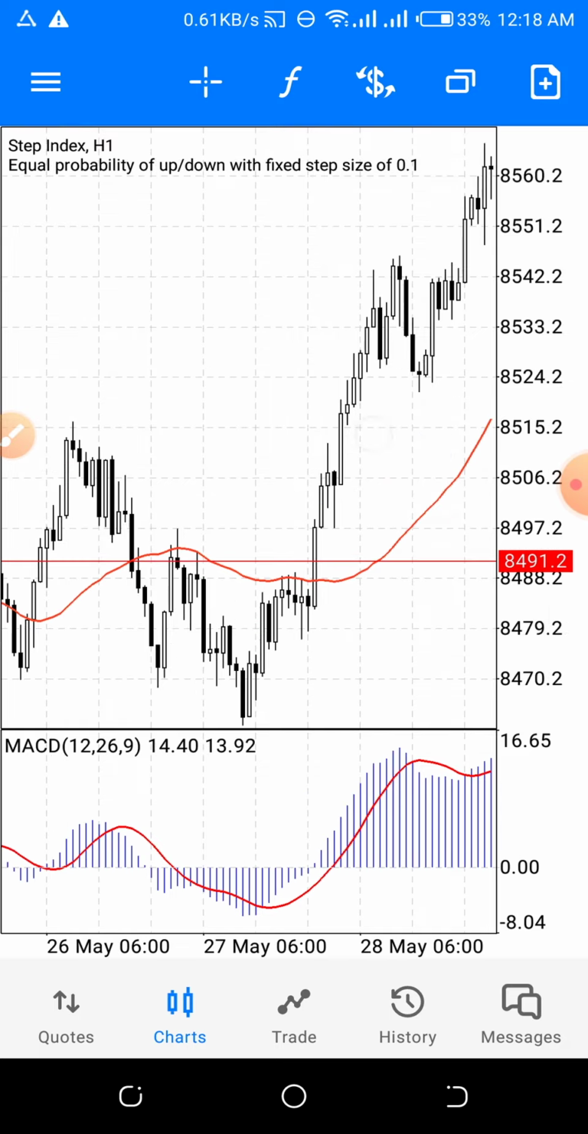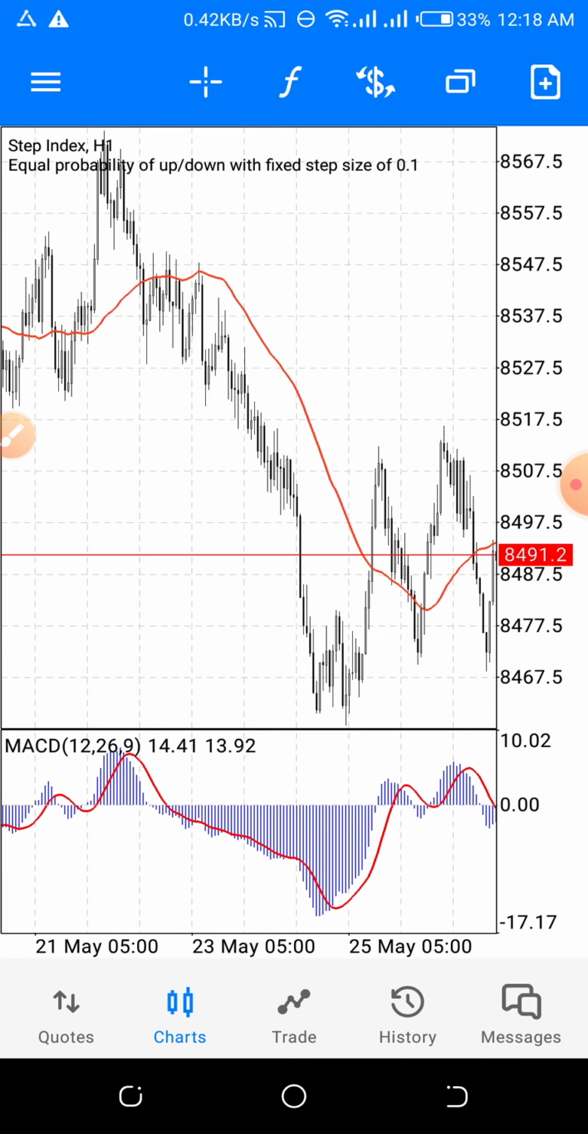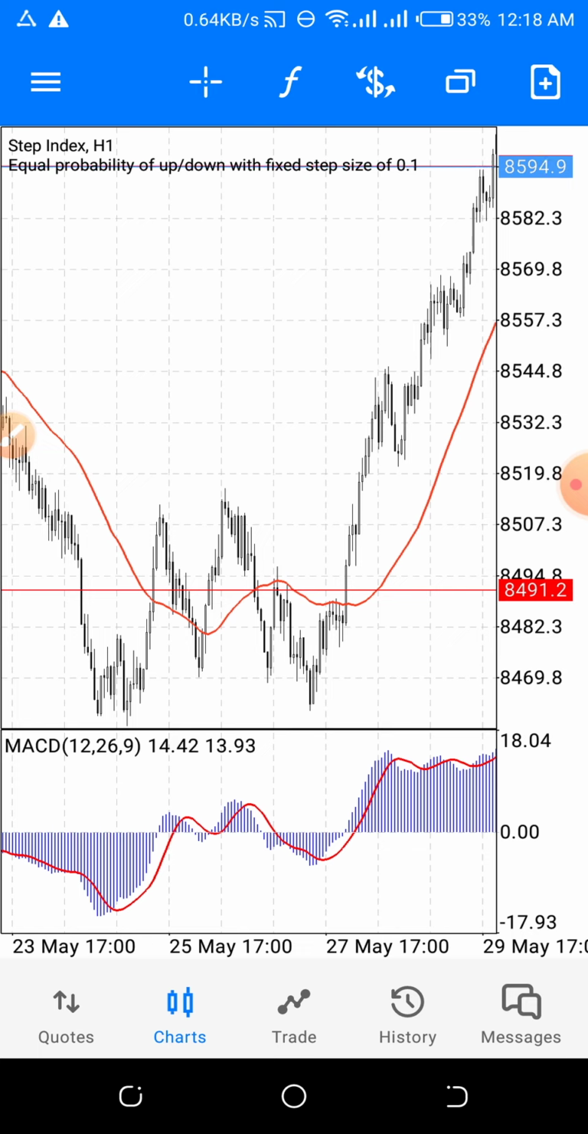Now for you, if you are in an uptrend, your moving average is going to be below the chart, and if you are in a downtrend, you can see the moving average is going to be above the chart. Now, where is your entry point? Your entry point will be immediately the line is crossing below the chart or above the chart if you want to buy or you want to sell.